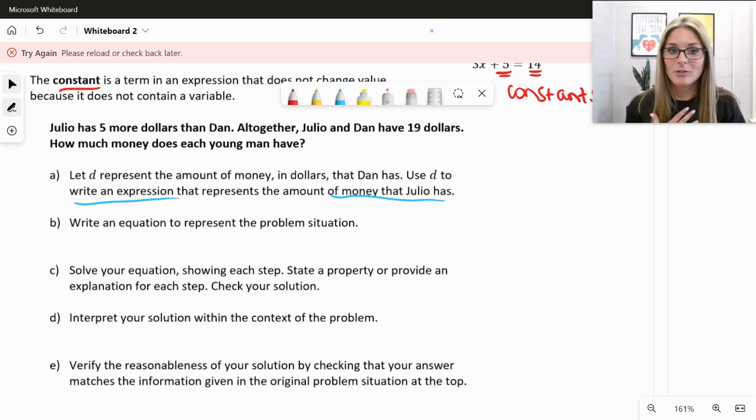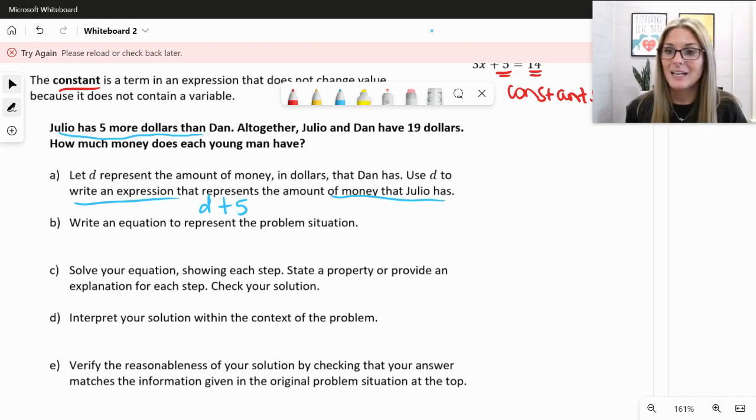So our goal, part A, is to write the expression for Julio using D as our variable that represents the amount of money Dan has. So we're writing about Julio. What do we know about Julio? Julio had $5 more than Dan. So we're going to write an expression to represent that about Julio. D represents Dan's money. We should write an expression as D plus 5 would represent how much money Julio has.